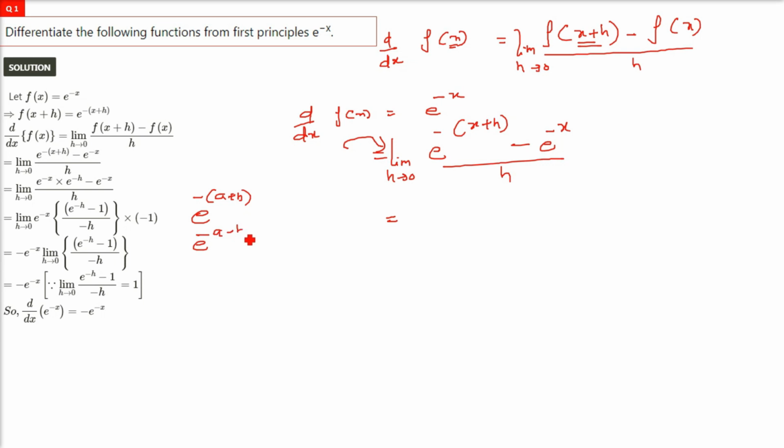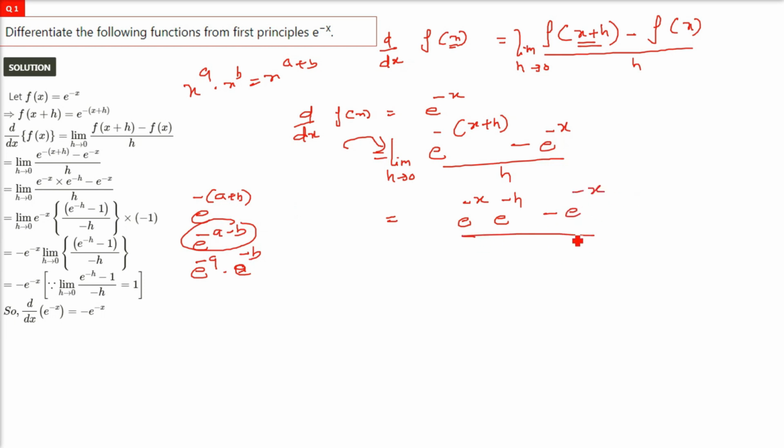So e raised to the power minus (a plus b) is e raised to the power minus a minus b. It can be written as e raised to the power minus a into e raised to the power minus b. Power gets added when you have the same base. For example, x raised to the power a multiplied by x raised to the power b is x raised to the power a plus b. Same thing we are going to do here: e raised to the power minus x into e raised to the power minus h, and e raised to the power minus x divided by h.